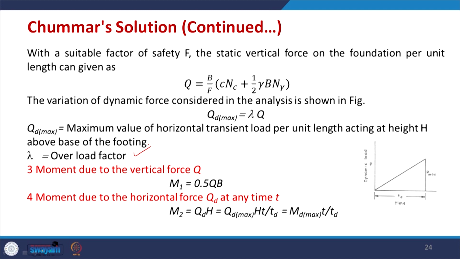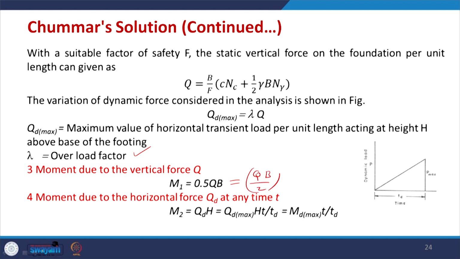So, Q_d max is the maximum value of horizontal transient load per unit length acting at a height h above the base of the footing. Then the moment due to vertical force Q is simply 0.5 into Q B, and the moment due to horizontal force Q_d at any time t can be written as simply Q into B by 2.